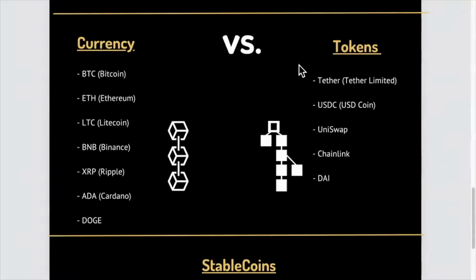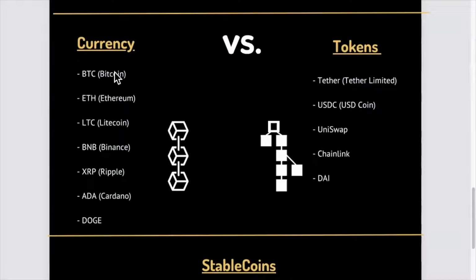So let's look at some examples of currencies versus tokens. The most commonly known currencies are BTC, Bitcoin, Ethereum, LTC, which is Litecoin, BNB, that's Binance Coin, XRP, which is the Ripple coin, ADA, that's Cardano's, Dogecoin. Those are currencies. Each one of these has an individual network that they've built, and they issued a coin that was specific to that network.